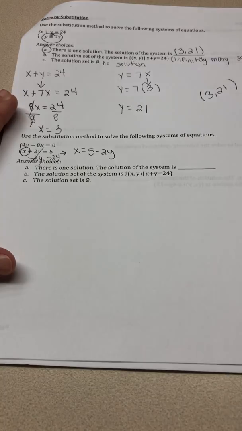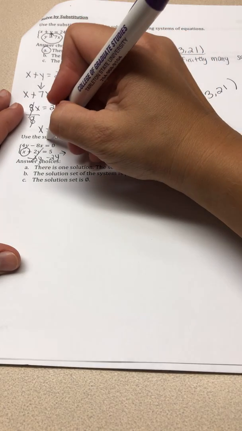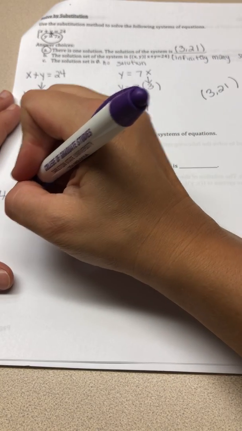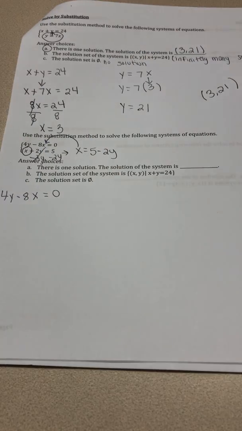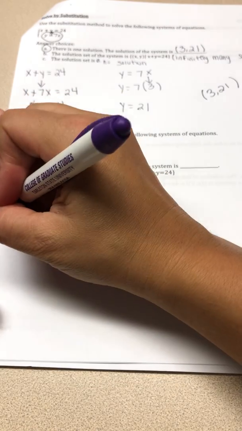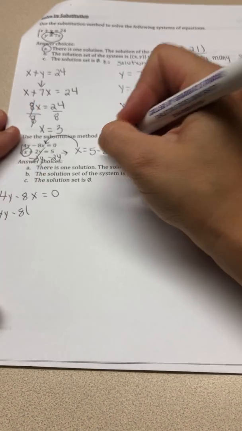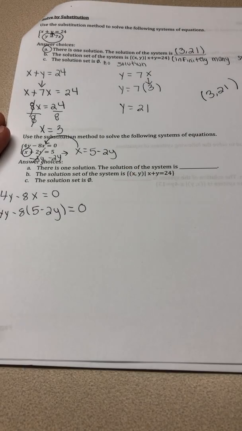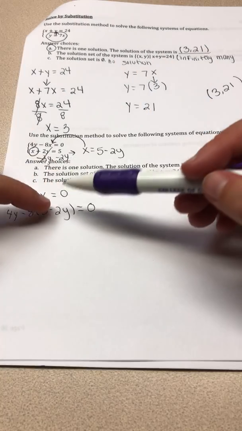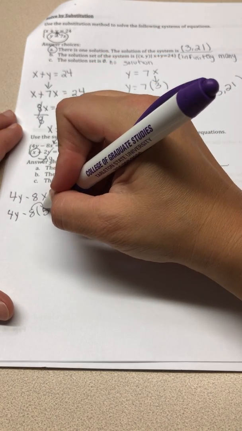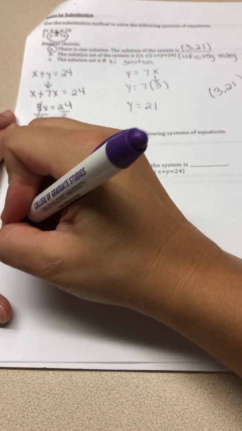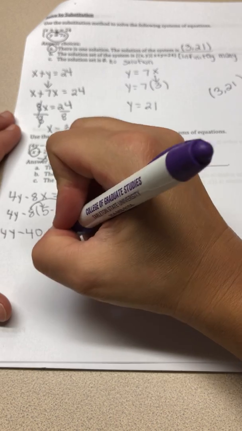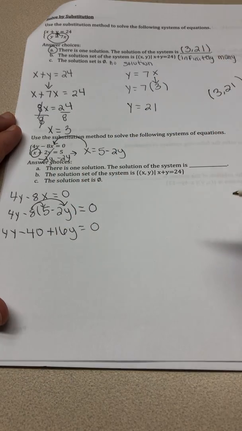So now I can take this and plug it into the first equation. So 4y minus 8x equals 0. I now know that 4y minus 8, I know that x is the same thing as 5 minus 2y, equals 0. So now I have an equation with only y's in it, so I can solve for y. I'm going to start by distributing this negative 8. So 4y, negative 8 times 5 is negative 40. Negative 8 times negative 2y is plus 16y equals 0.